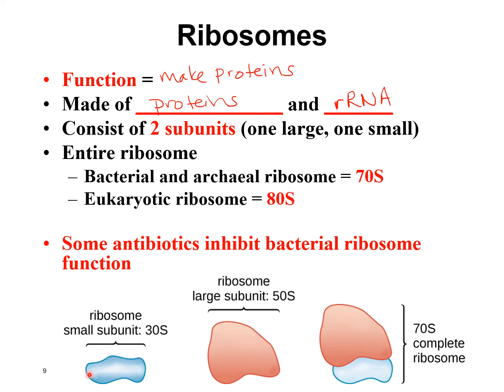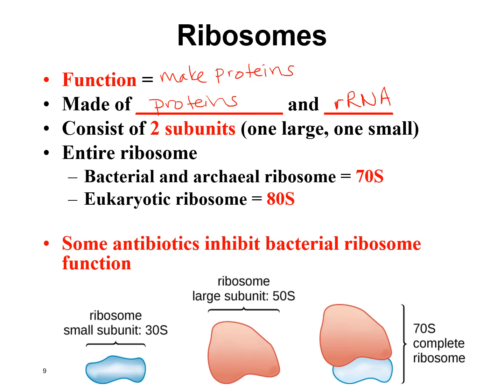There's a small ribosomal subunit and a large ribosomal subunit. So these 2 pieces are separate until they come together and bind to the messenger RNA to do translation, and then they make the complete ribosome. We do have different sizes of ribosomes in prokaryotes versus eukaryotes. So bacteria and archaea have 70S ribosomes, and eukaryotes have 80S ribosomes.